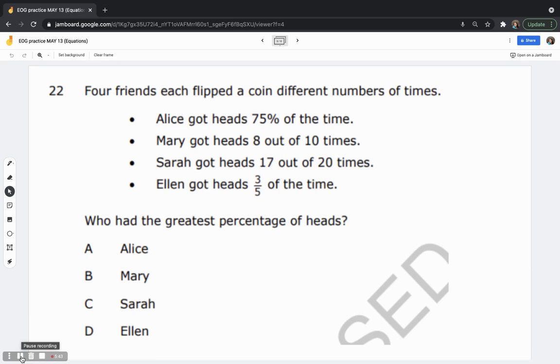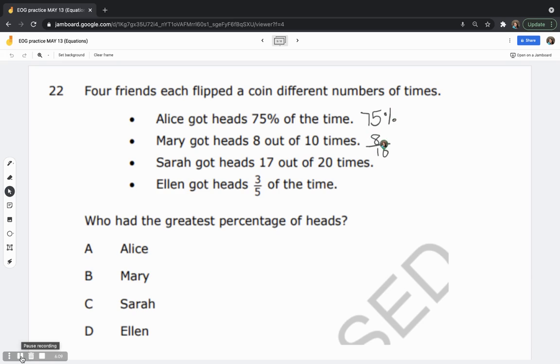Our next question says, 4 friends each flipped a coin a different number of times. Alice got heads 75% of the time. Mary got heads 8 out of 10 times. Sarah got heads 17 out of 20 times. And Ellen got heads 3/5 of the time. Who had the greatest percentage of heads? So Alice already has a percent. So we have 75%.